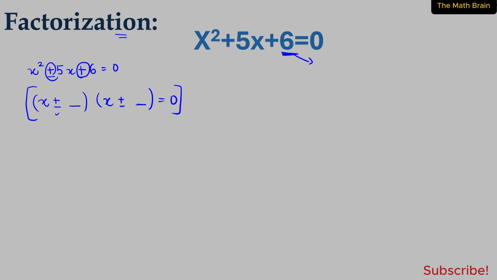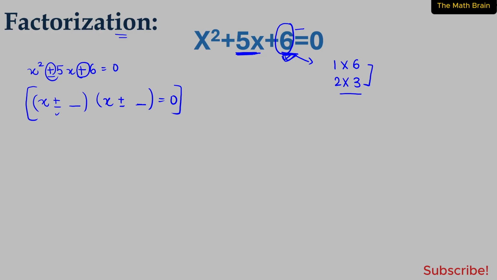When we write the multiples of this number, let's say the multiples of this number are 1 into 6, the other is 2 into 3. It doesn't have any other multiples. So by multiplying the multiples of this number, we have to get this, and when we subtract or add these numbers, we have to get this term.